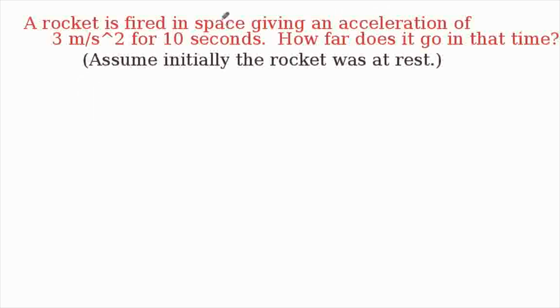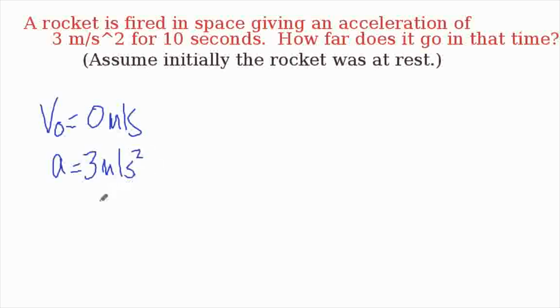When they say that, what that means is that the initial velocity was 0. The acceleration we know is 3 meters per second squared. We know how much time passed within this process, 10 seconds. And what are we looking for? We're looking for delta x, basically, right?